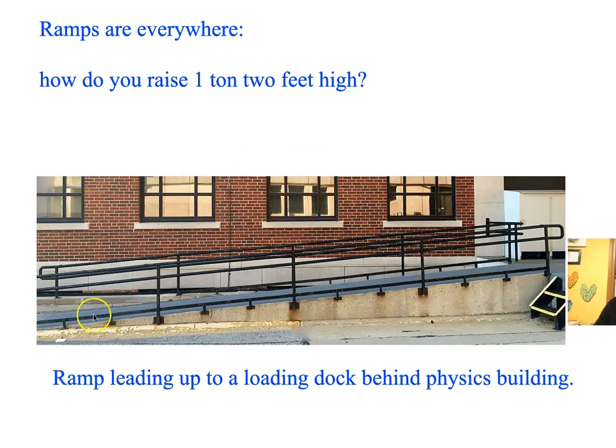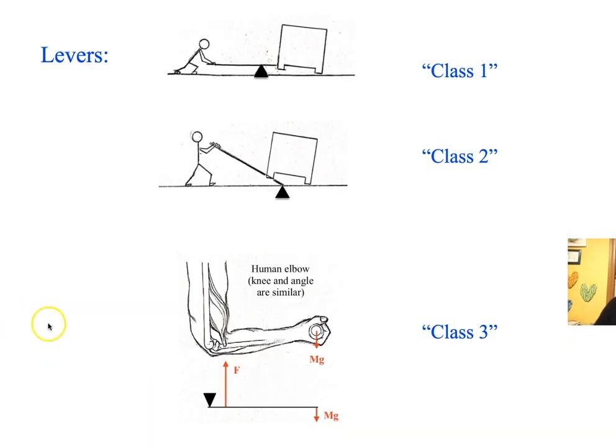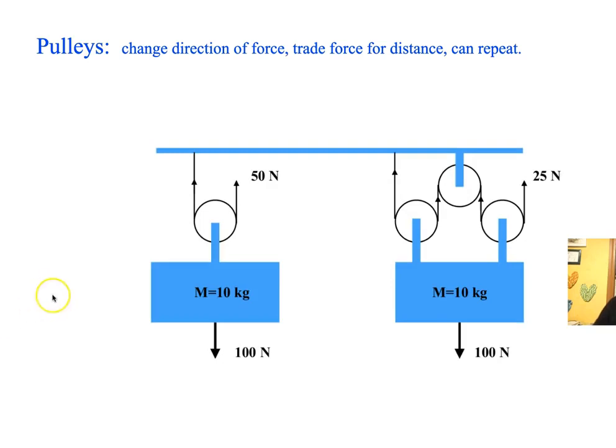Now, here's a ramp. By the way, this is behind the physics department. It's on the loading dock. Okay, here's a ramp, a nice gentle ramp. These are levers. They have various names. There's a class 1 lever, a class 2 lever, and a class 3 lever. It depends on where the fulcrum point is. That's the difference. And so your arm actually has a so-called class 3 lever. Okay, the pivot point is the joint here, and your muscles here are the force, and you can lift mg in your hands.